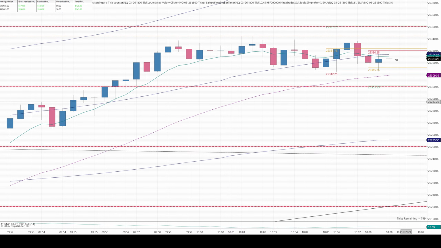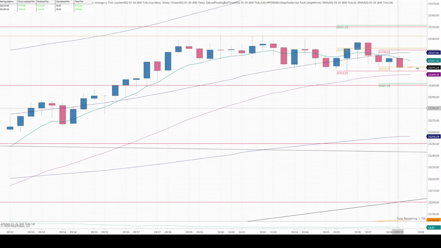Does that mean I take it? No, I think we're kind of confused right now. And I'm just going to be a little bit more patient. If I was going to take it, I would have taken it right here, because see how we rejected the standard deviation level to the downside, and we would have gotten 13 points. It would have pulled us back, so probably would have gotten like 7 or 8 points out of that trade right there.